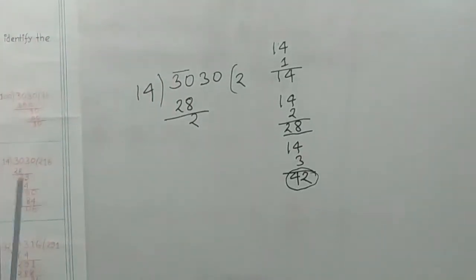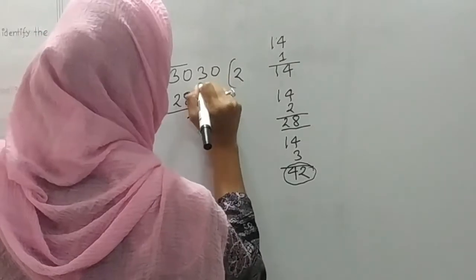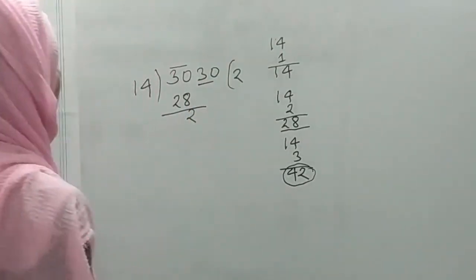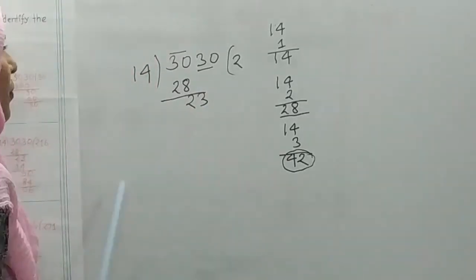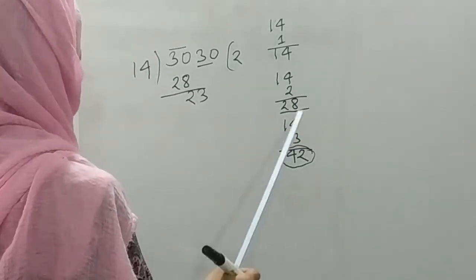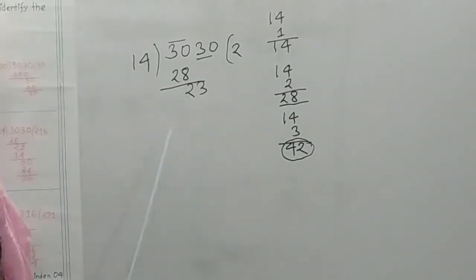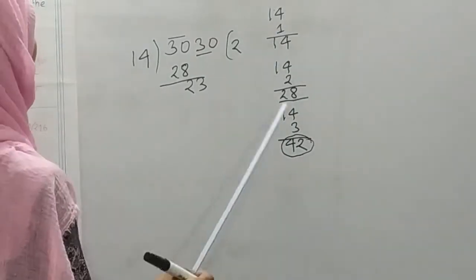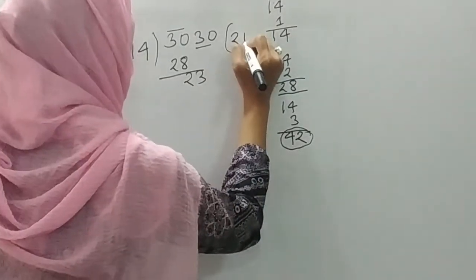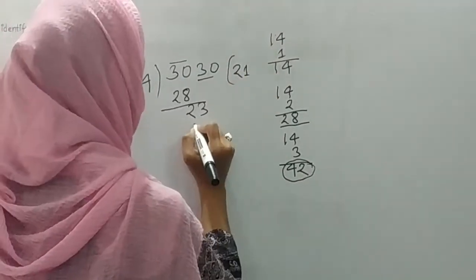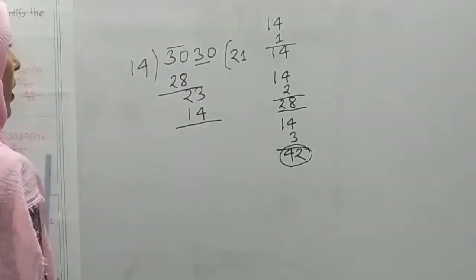Here 2 is smaller than 14, so we have to consider the third digit of our dividend, that is 3. Write down here 3. As we saw before, 2 times 14 equals 28, which is bigger than 23. So we need to count 1 times 14, that is 14. We multiply 14 by 1. So 1 times 14 equals 14. Subtract 14 from 23.